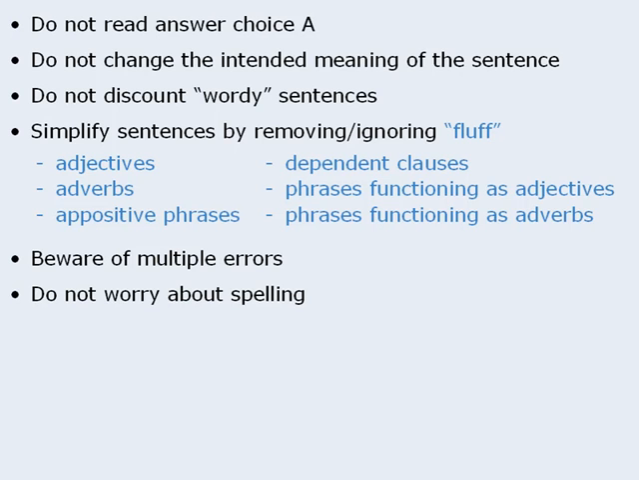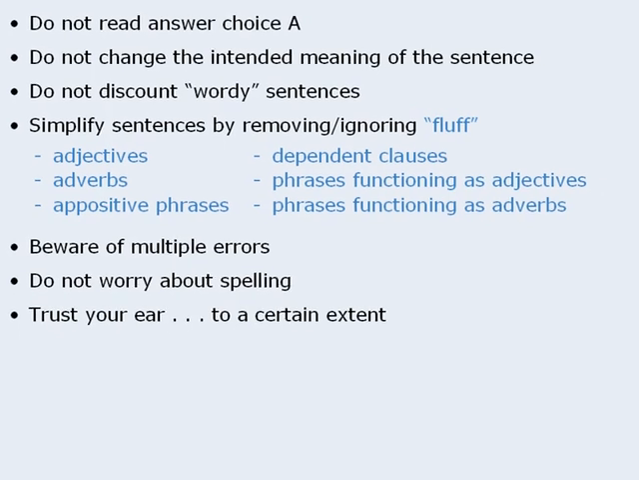Alright, the next tip is, trust your ear to a certain extent. There are many instances in which a sentence just sounds wrong, and in many cases you can rely on your ear to eliminate answer choices. Just remember that your ear is not perfect. In fact, the test makers are keenly aware of the types of grammatical errors that sound correct to native speakers but are actually incorrect. So if a sentence sounds incorrect, try to determine why it's incorrect before eliminating it.